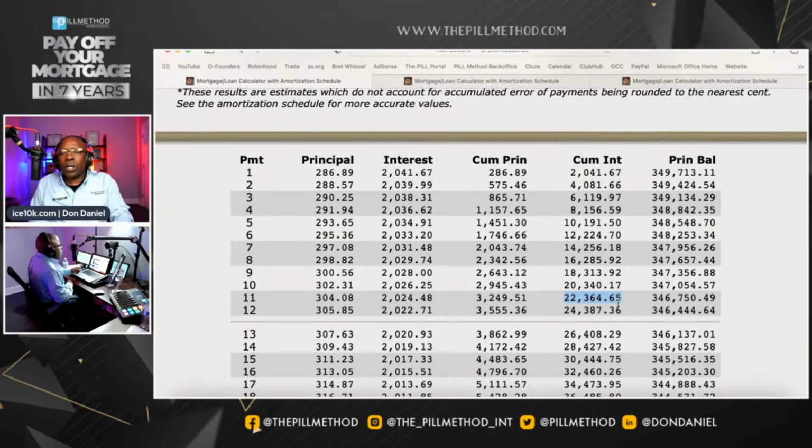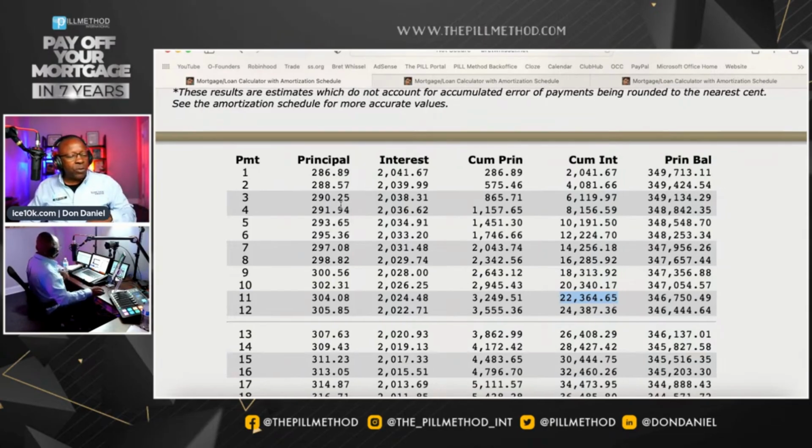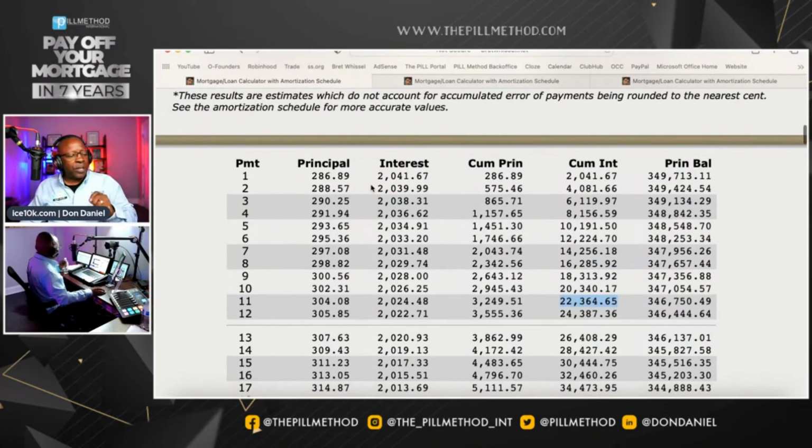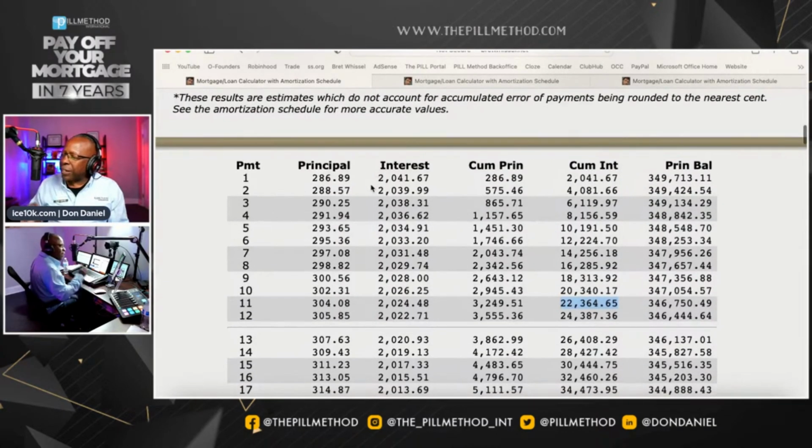An interest only loan will help you to increase your cash flow. In this case, the interest only payment on this loan is $2,041.67 a month. And that doesn't change because we're not putting a dime towards principal. So it gives us an additional $286.89 worth of cash flow that we don't have to give to the bank, because nothing's going to principal.